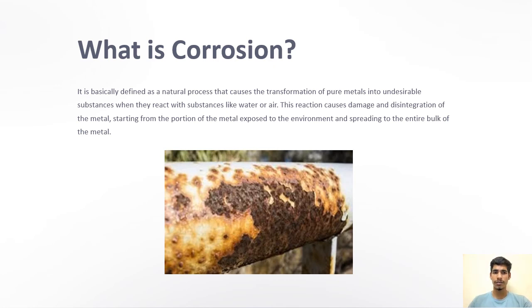Now let's see the definition of corrosion. It is defined as the natural process that causes the transformation of the pure metal into undesirable substances when they react with substances like water or air. This reaction causes damage and disintegration of the metal starting from the portion of metal exposed to the environment and spreading to the entire bulk of the metal. Here we are seeing the corrosion starts from a little point and spreads to the whole metal bulk, and it also damages the whole metal.